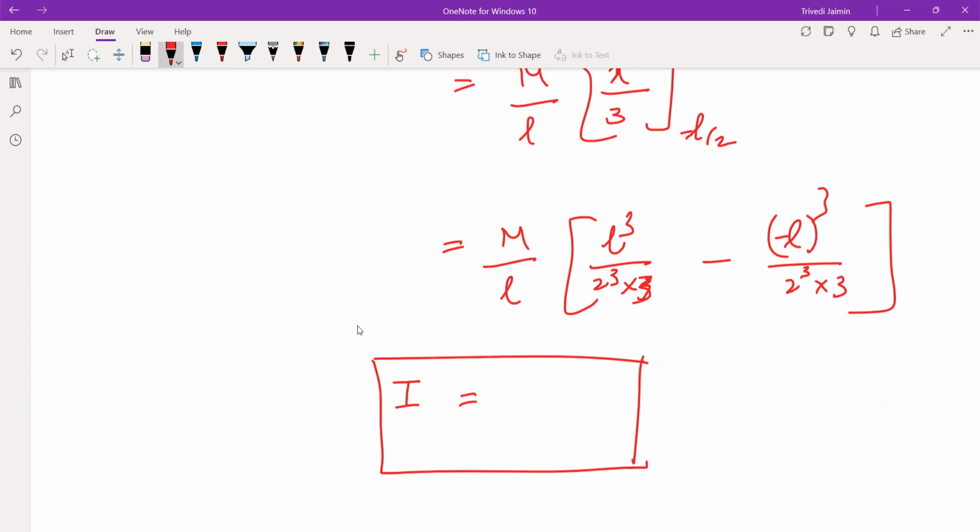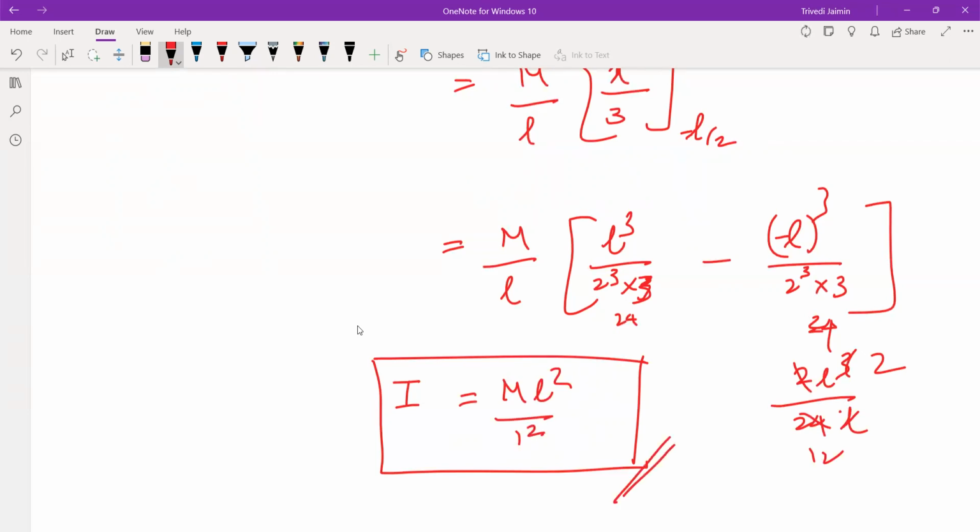2 cube means 8, and 8 threes are 24, so the denominator is 24. Here also 24. This is L cube, minus and minus makes plus, so 2L cube by 24, which gives 1 by 12. So M we have, L square we have, and we are left with 12. So I equals M L square by 12. This is your final form.